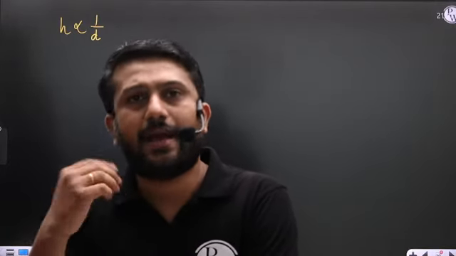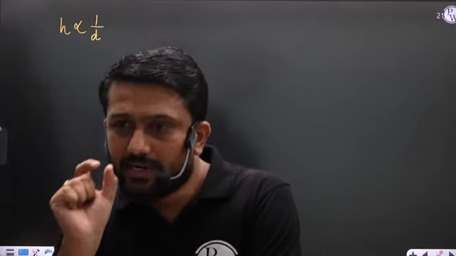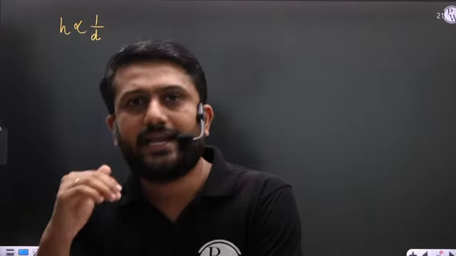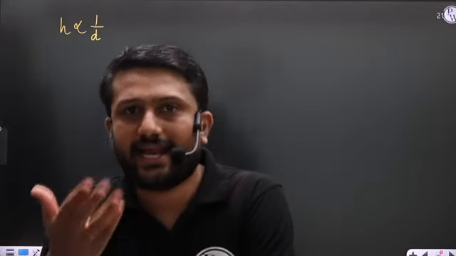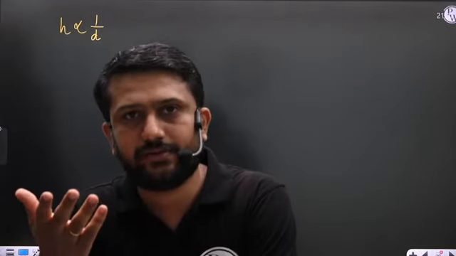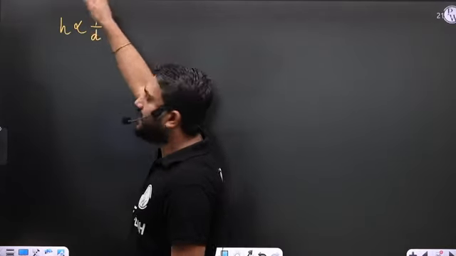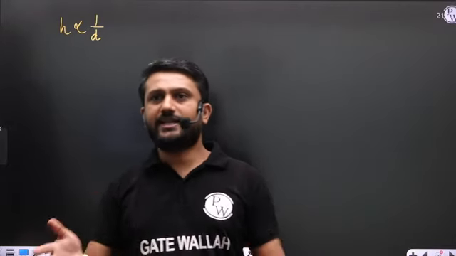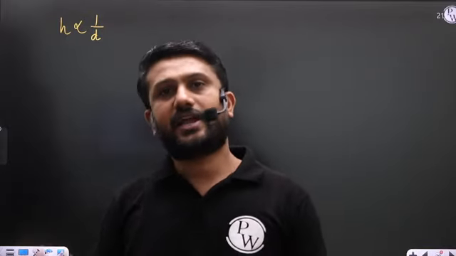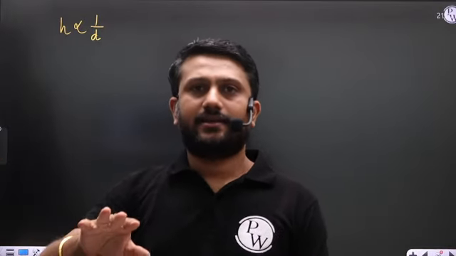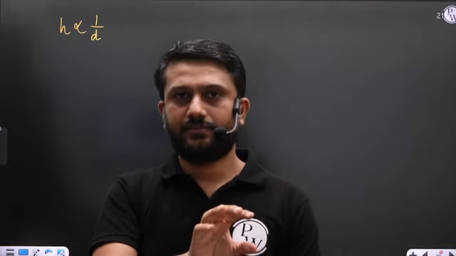If you want to see the capillary rise or capillary fall, your tube diameter must be as minimum as possible. Then it is possible to see the capillary rise or capillary fall with the naked eye. Otherwise it is not possible, right? It is very clear: if diameter is more, then h is less. So if you want to see capillary rise or fall by naked eye, your diameter should be as minimum as possible.